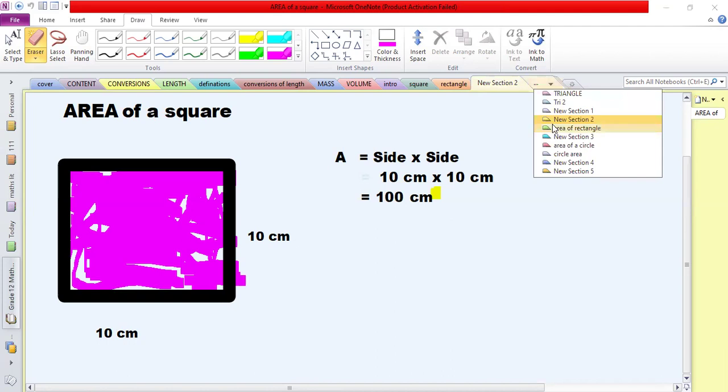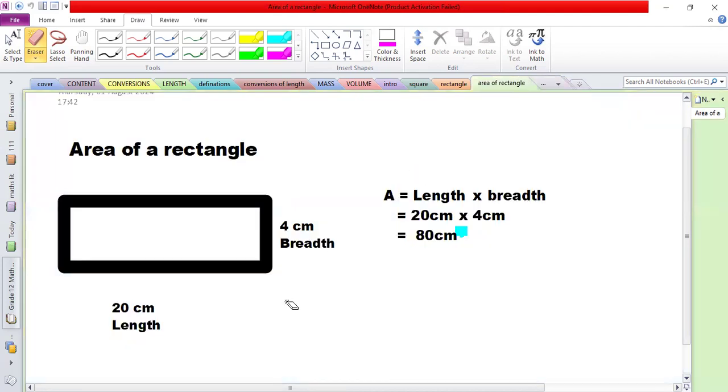For the area of a rectangle, you can see there's length and then there's breadth. Length is 20 centimeters, breadth is 4 centimeters. So area is equal to length multiplied by breadth, which is 20 centimeters times 4 centimeters, equal to 80 centimeters squared.